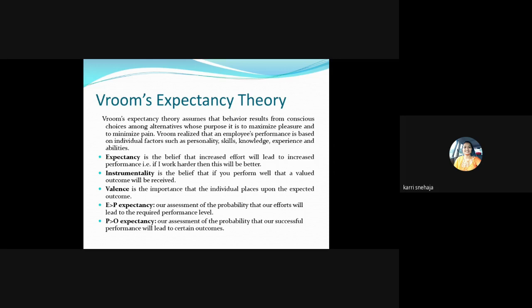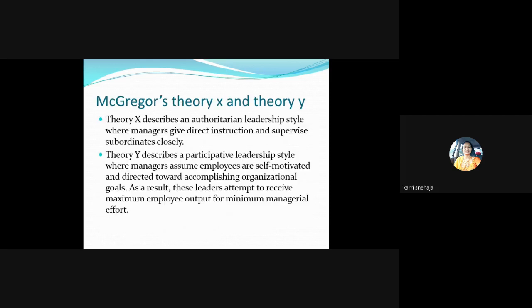Then valence is the importance that the individual places upon the expected outcome. How highly do I value the work outcomes? That will identify the individual needs or the outcomes that will adjust the available rewards to match these. ठीक है, तो वो सारी चीजें बहुत important होती हैं.